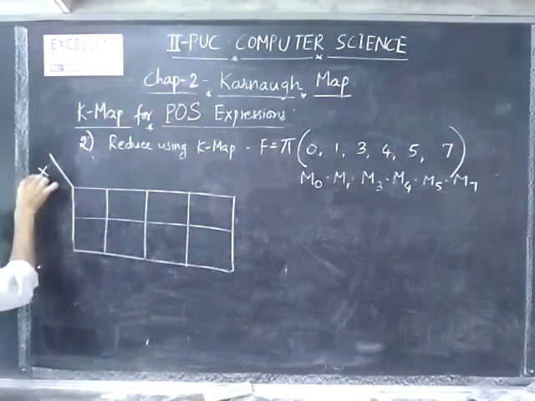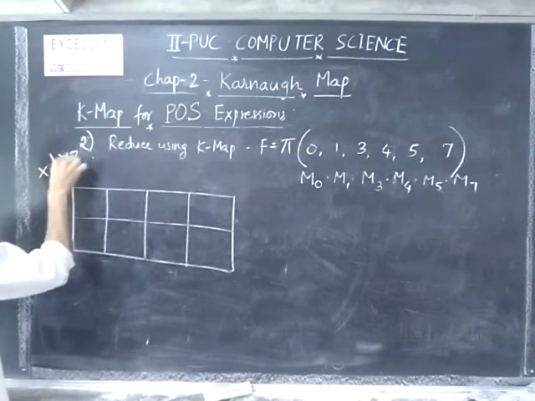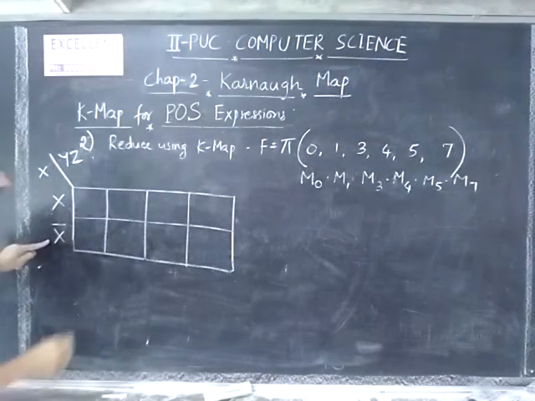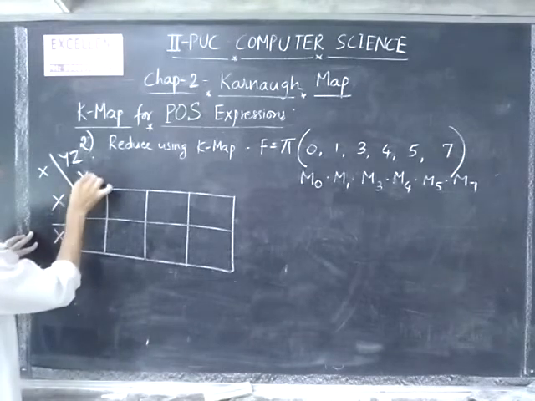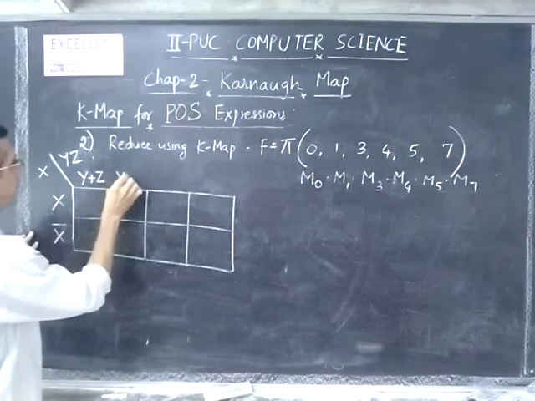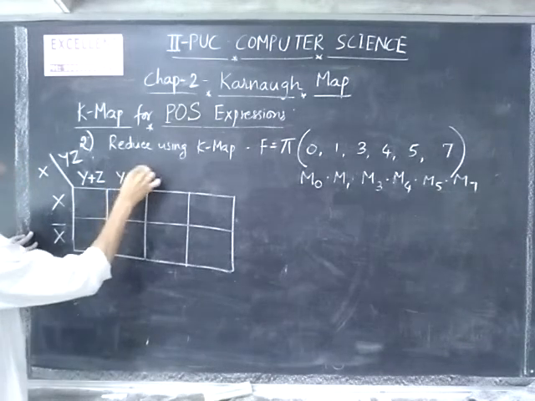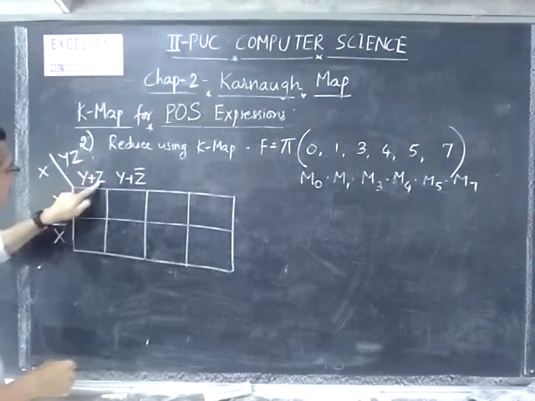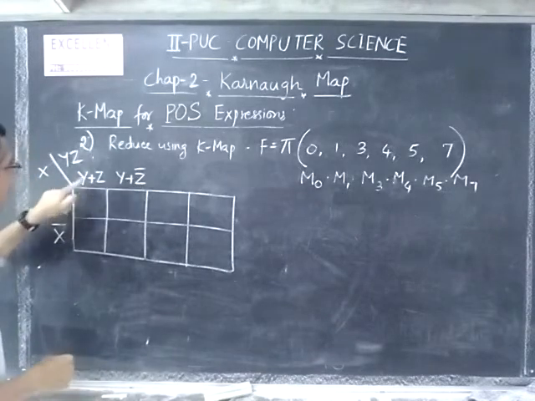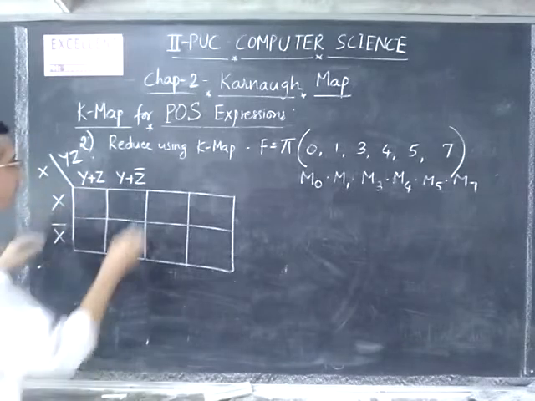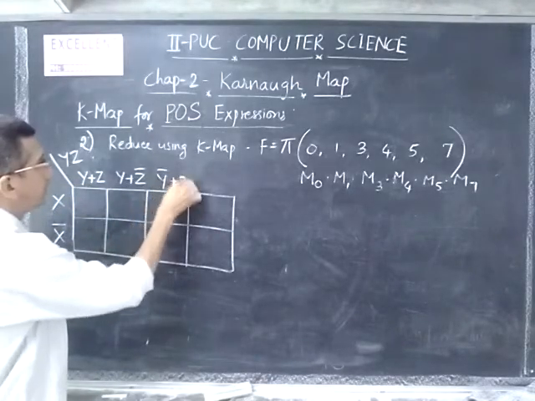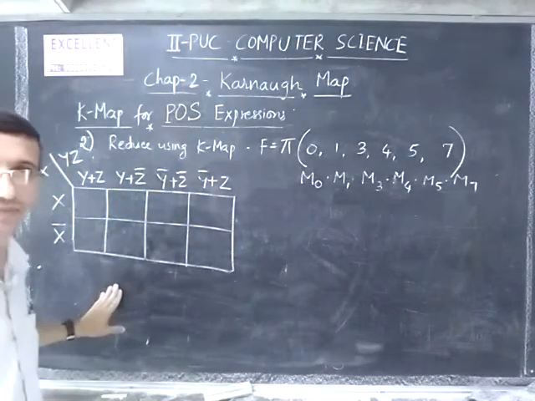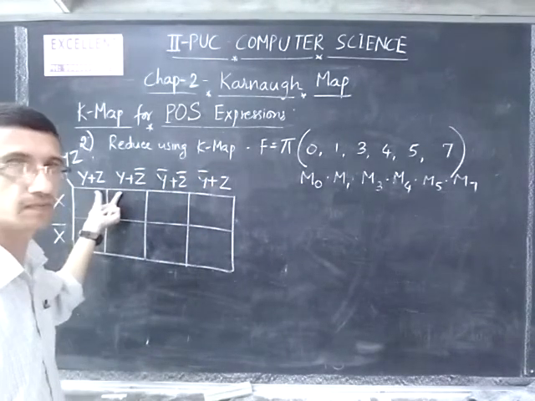Suppose x, y and z here. X and x bar, carefully write first x here, then x bar. Here y plus z, y plus z bar. See, in case it is SOP, you would have written y bar z bar, y bar z. So it is y plus z bar. Here y bar plus z bar and y bar plus z. Carefully you write the column headings because it is a max term plus.